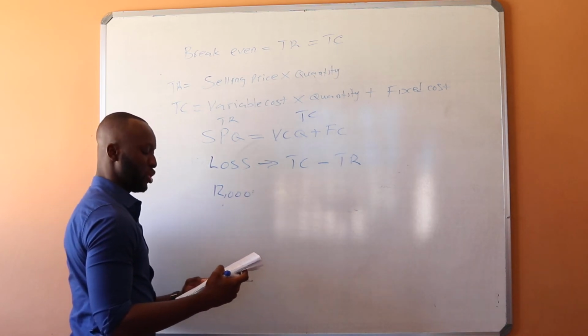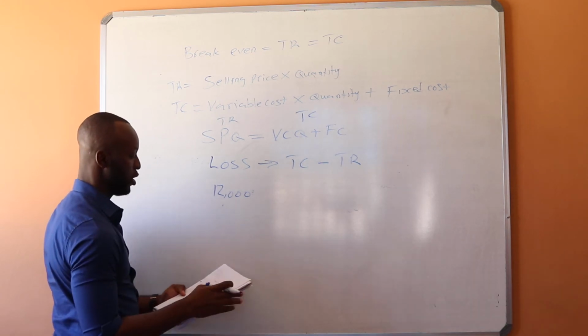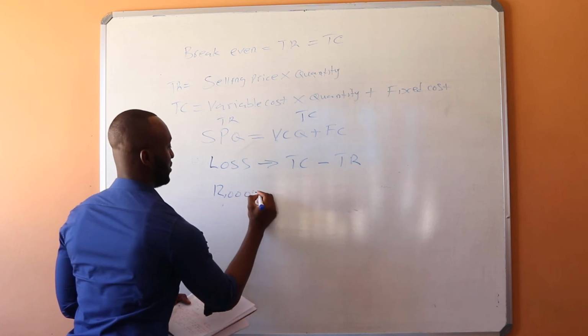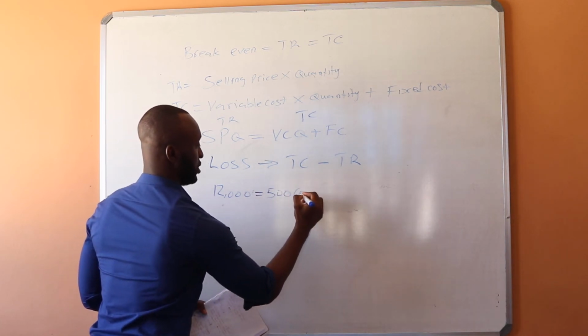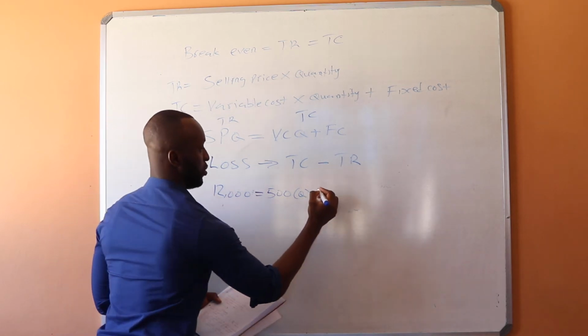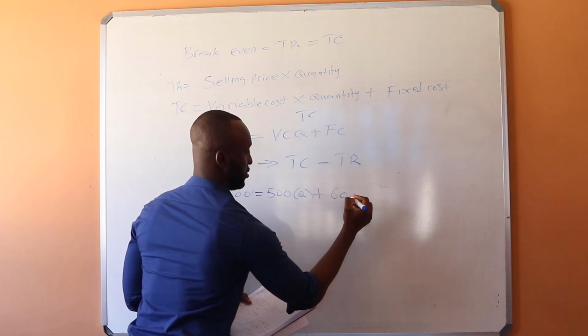What increase in production will be required to break even? What increase in production? Now we are looking for the quantity. It's equal to 500. Since we don't know the quantity, because we're looking for that, what's going to make it a loss? 60,000.